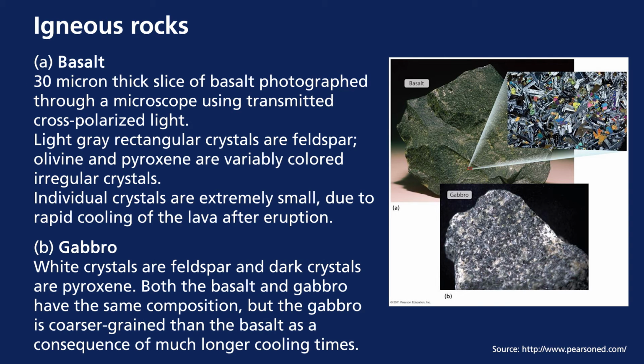The gabbro cools down much slower, so it has feldspar and dark crystals, feldspar and pyroxene, but because it cools down slower, the crystals are much larger and it has a grainier, coarser composition than basalt.